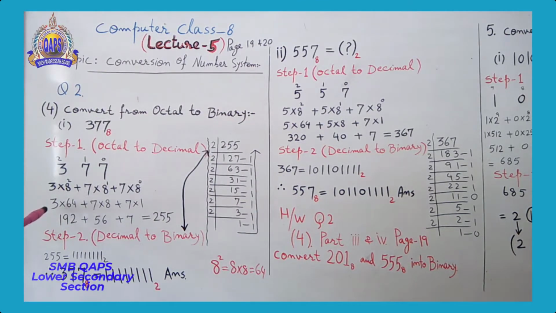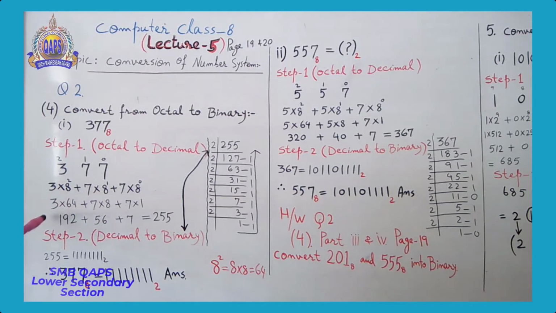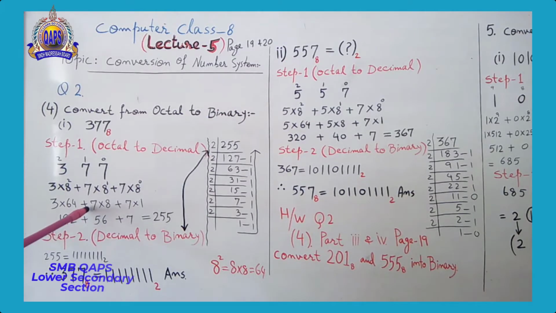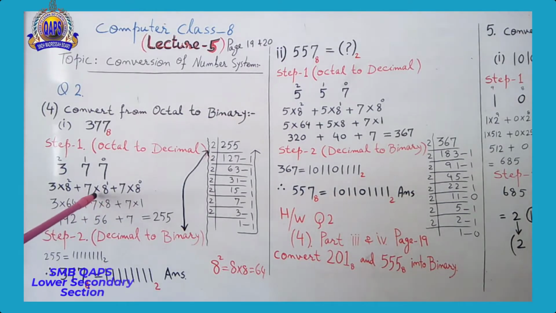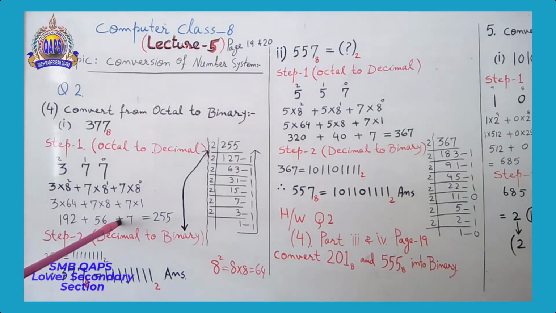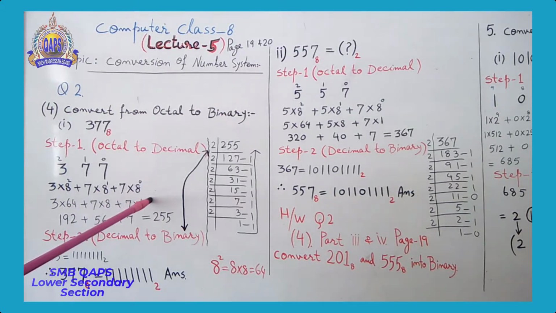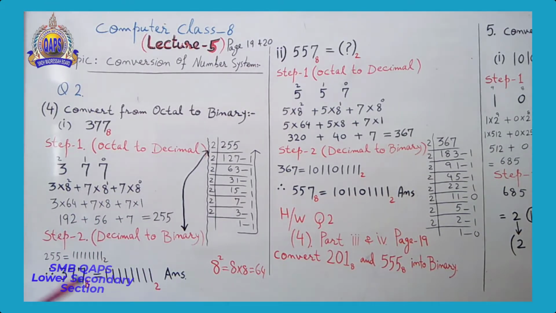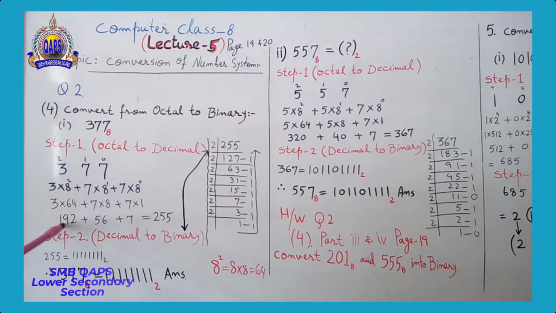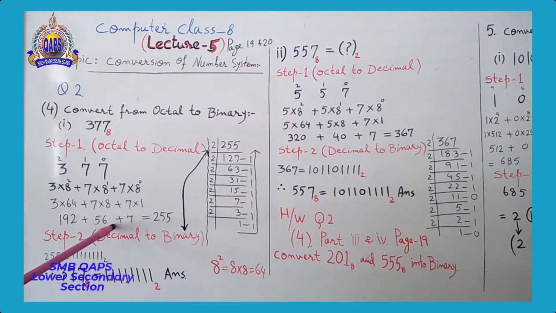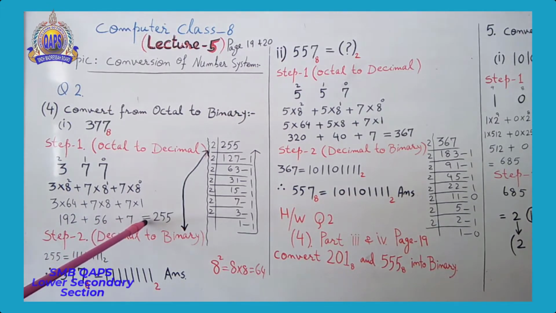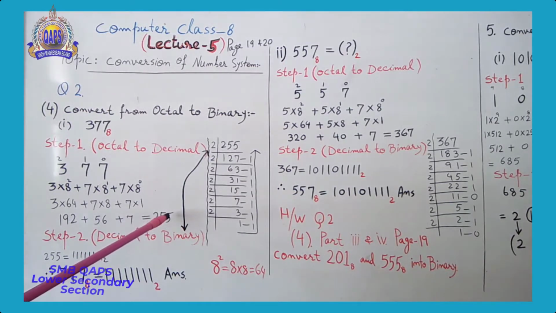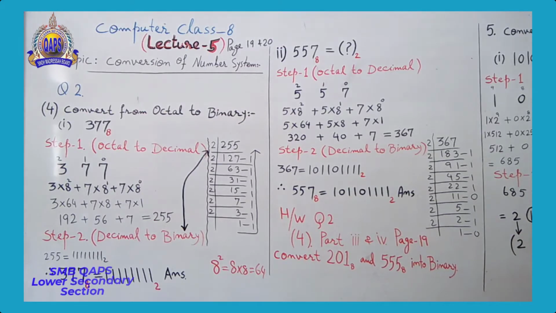Now 3 multiplied by 64, 192, plus 7 multiplied by 8, 56, plus 7 multiplied by 1, 7. Add these three numbers. 192 plus 56 plus 7 equals 255, which is a decimal number.